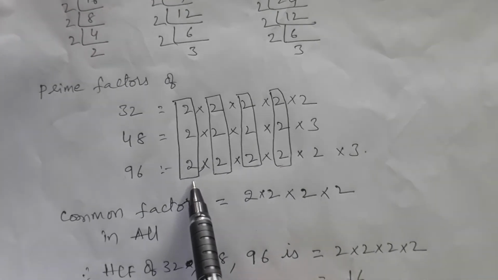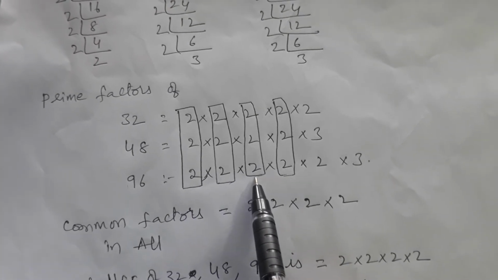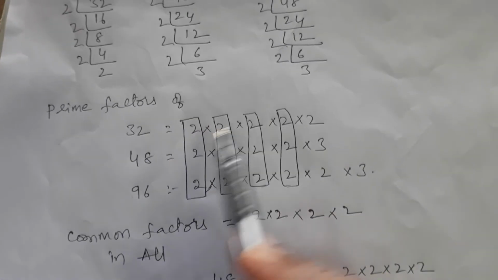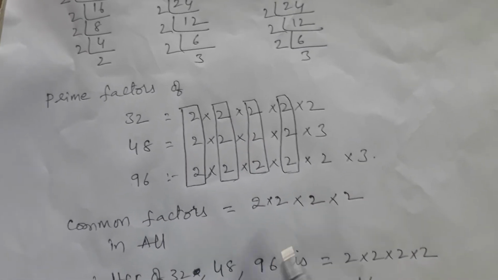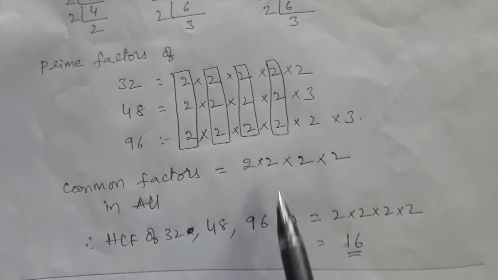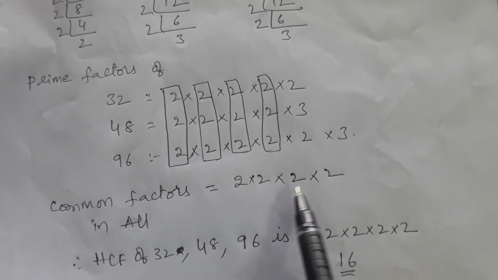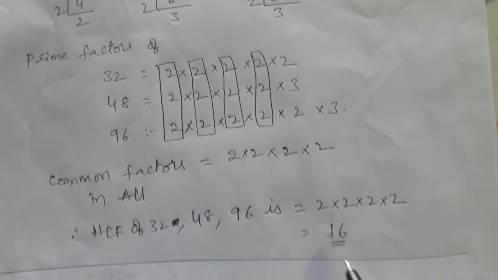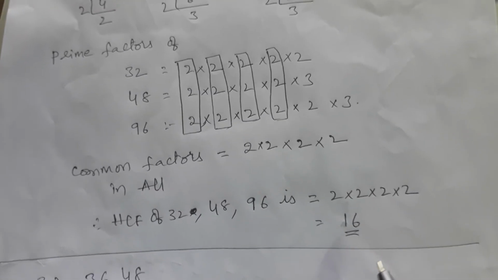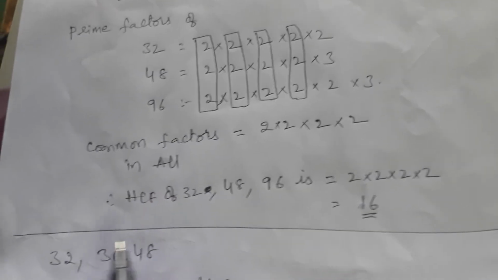And see, 2 one time, 2 one time, 2 one time, 2 one time. Four 2's are common in all, so multiply them: 2 into 2 into 2 into 2. 2 twos are 4, 4 twos are 8, 8 twos are 16. Now 16 is the highest common factor for the given numbers.